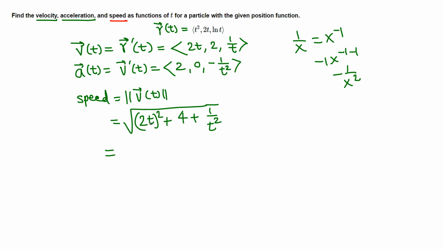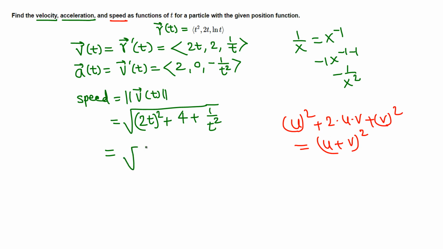And it looks like this is (1/t) quantity squared. 2t times 1 over t is just 2. Looks like this is a perfect square. Let me recall something here. When we have u squared and v squared, and in the middle plus or minus, in this case plus, 2 times u times v, if we have these three terms, then this is (u plus v) quantity squared. If you FOIL (u plus v) with (u plus v), you're going to get this. So we have this situation here. Let me show you in the next step.